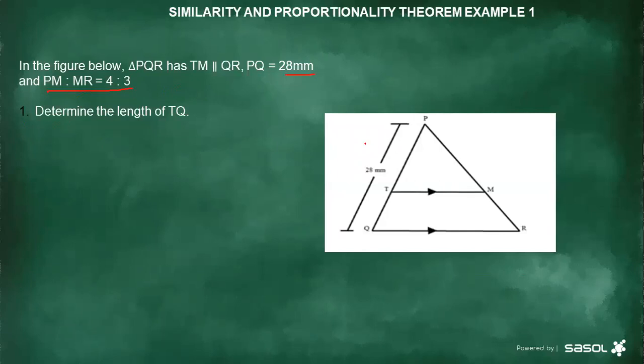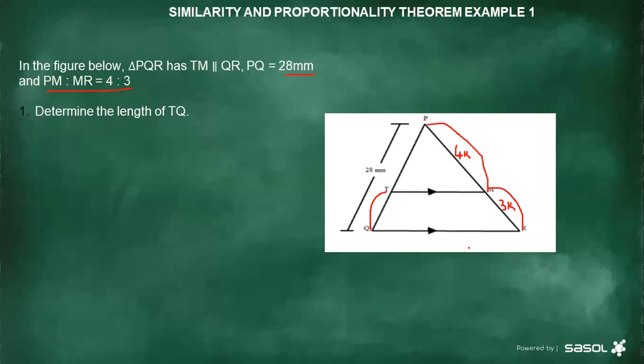Now, we are given the ratio of PM, it's 4. To show this is not an actual distance, I will just use 4K there because it's not a distance. And then MR is 3. Let me just use 3K there. All right, it's 3K. Now determine the length of TQ. I have to calculate the length of TQ.